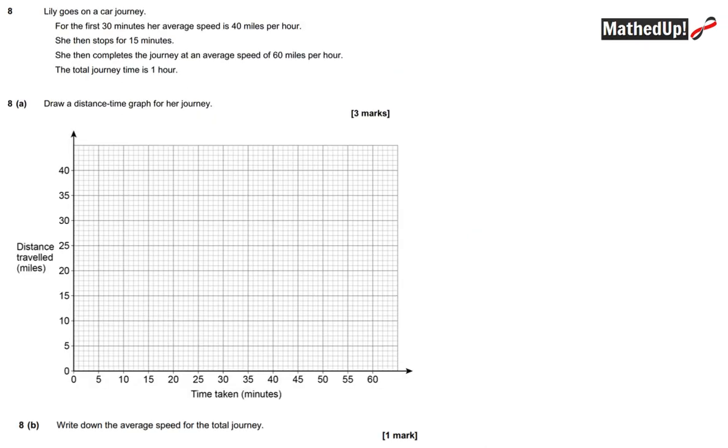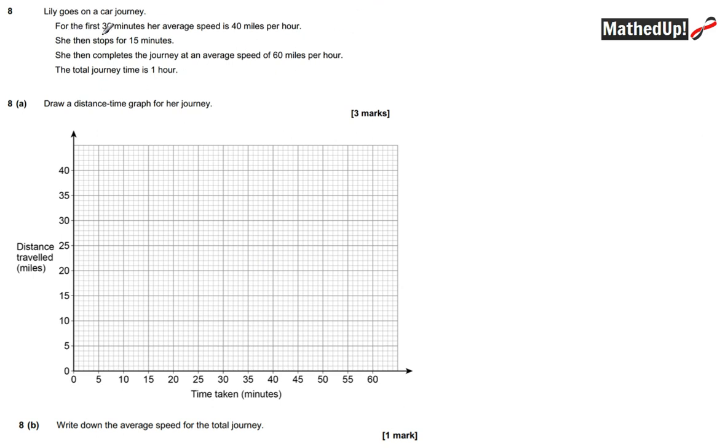Question 8. Lily goes on a car journey. For the first 30 minutes her average speed is 40 miles per hour. She then stops for 15 minutes. She then completes the journey at an average speed of 60 miles per hour. The total journey time is 1 hour. We need to draw a distance time graph for her journey.